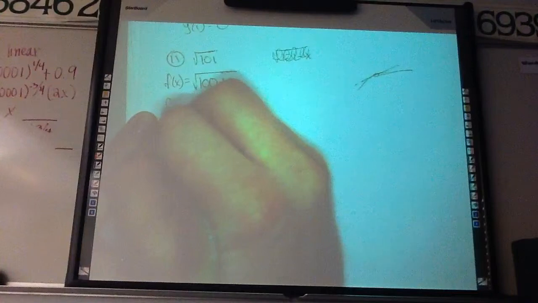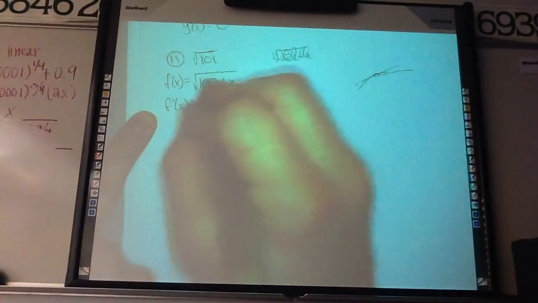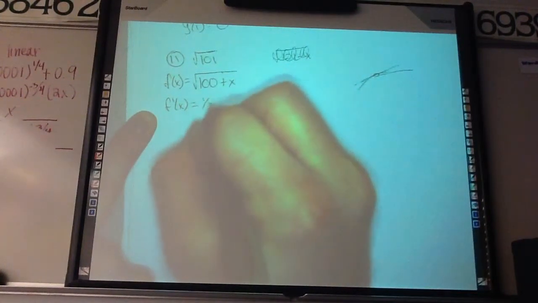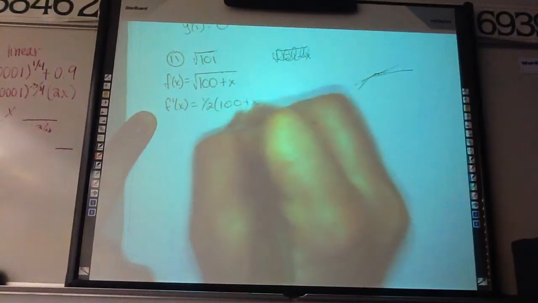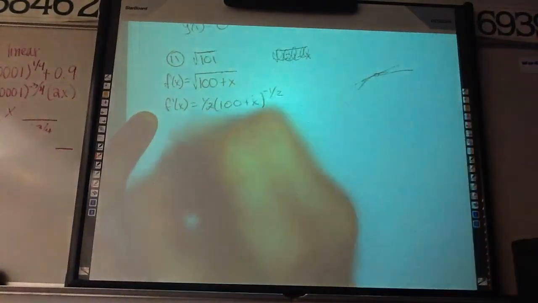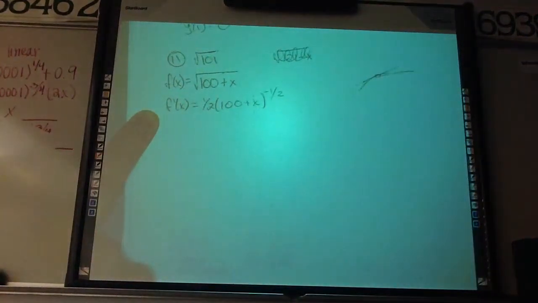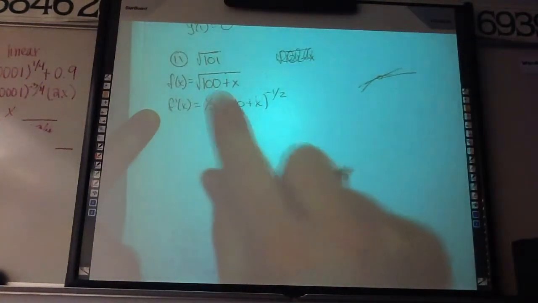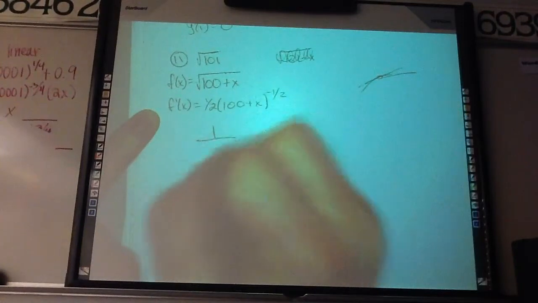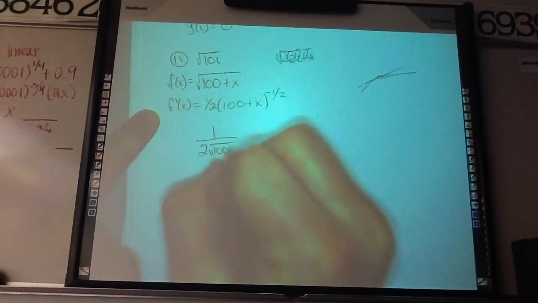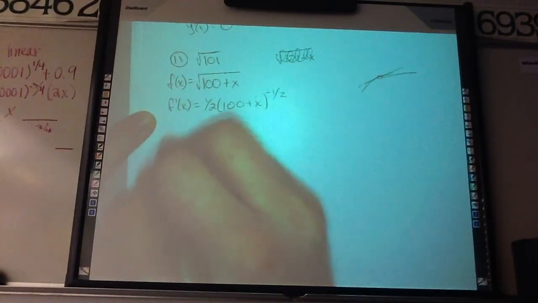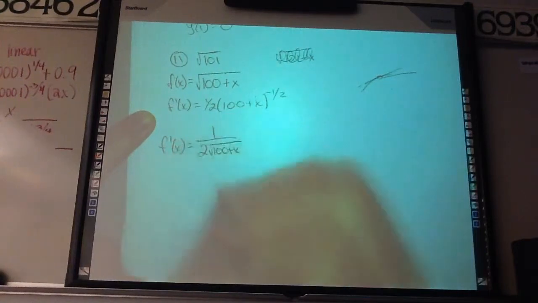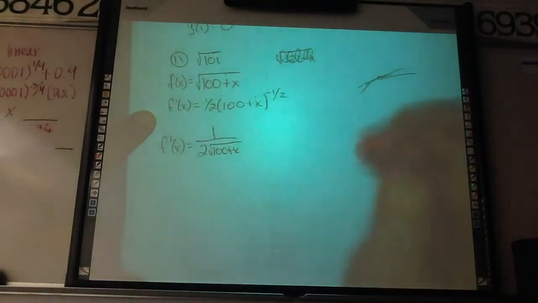So the derivative would be, that's a half power, so 1/2 times the inside, there is no outside, to the power of -1/2. So it's 1 over 2 times the square root of 100 plus x. Just doing the derivative of that. And we want to do it when x is 1.